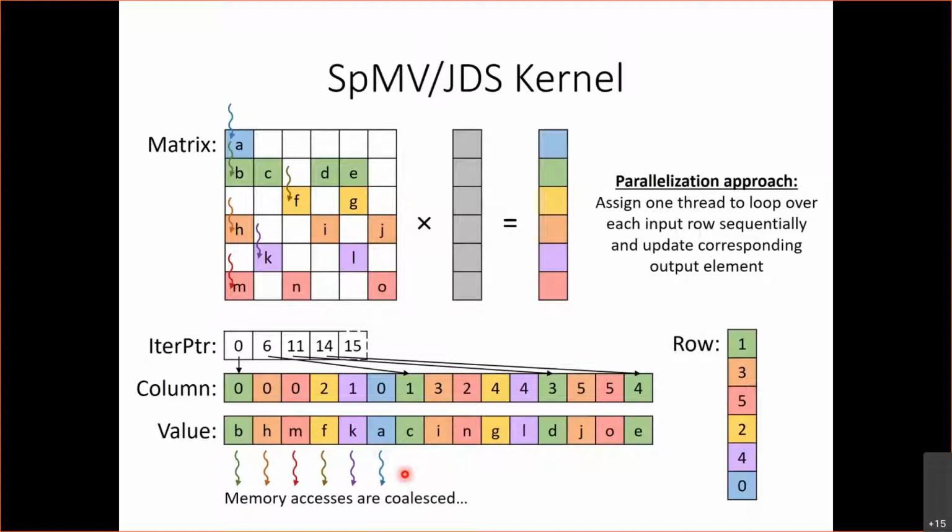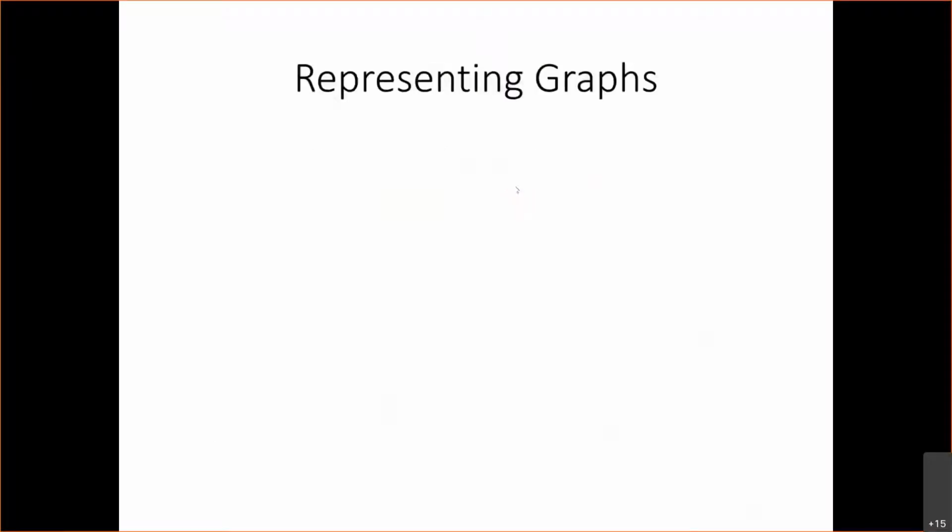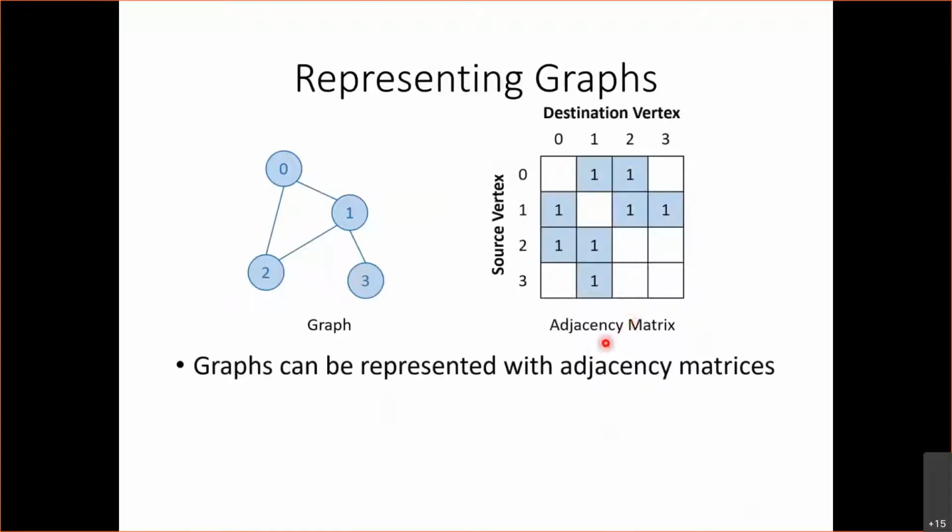Okay, so then today we're going to talk about graph processing. And to talk about graph processing, I would like to first talk about how we represent graphs. A graph, you guys are familiar with graphs. We have a bunch of vertices and they're connected with edges. And the way we can logically represent a graph is using an adjacency matrix. So an adjacency matrix is a way to represent a graph.